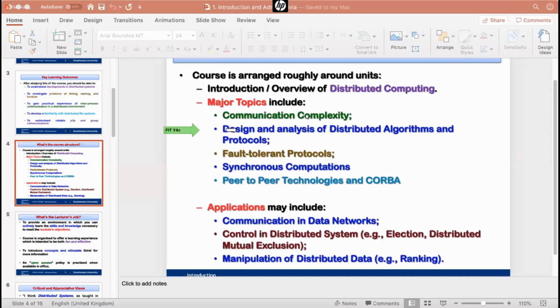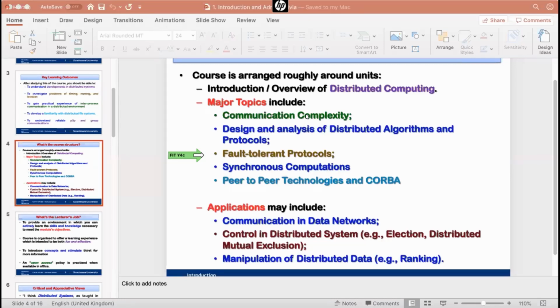How do we design and analyze the algorithms and protocols that are used for us to communicate effectively? We call that distributed algorithms and protocols. We'll also look at what we call fault-tolerant protocols. Fault-tolerant protocols are saying, supposing, for example, you are working on one part and power goes down. What will happen to the other part of the system? Will it destroy all the information you had? Will it mess up all your files? That is called fault tolerance.